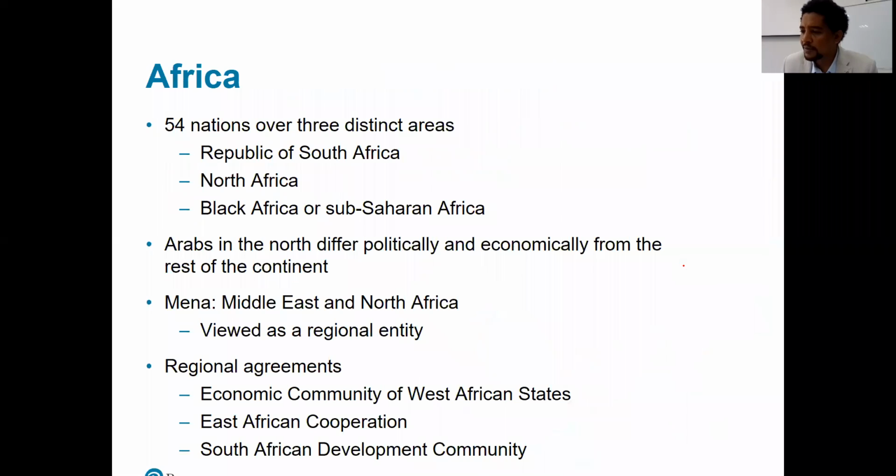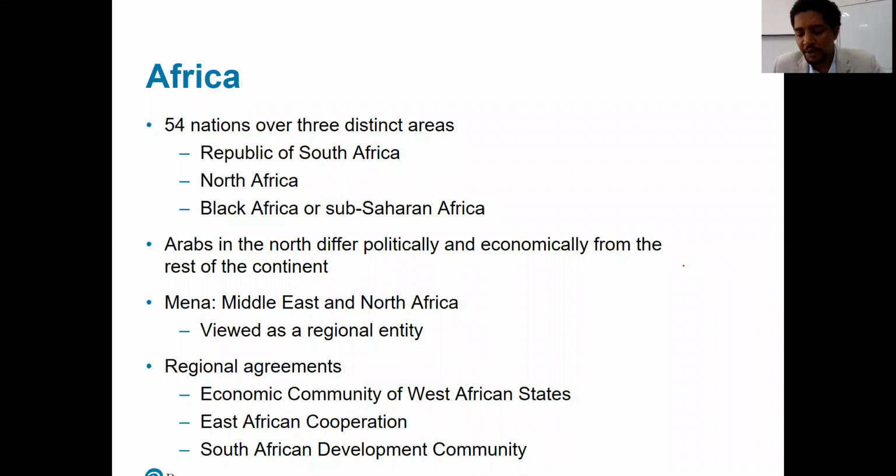In Africa, we have about 54 nations over 3 distinct areas: the Republic of South Africa, North Africa, and Black Africa, or Sub-Saharan Africa. Okay. So Arabs in the north differ politically and economically from the rest of the continent. The north is Egypt, Morocco, Algeria, Mauritania. So these are found in North Africa.